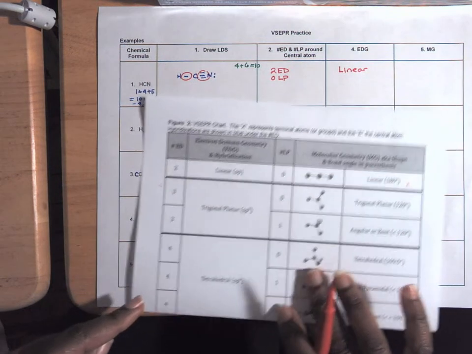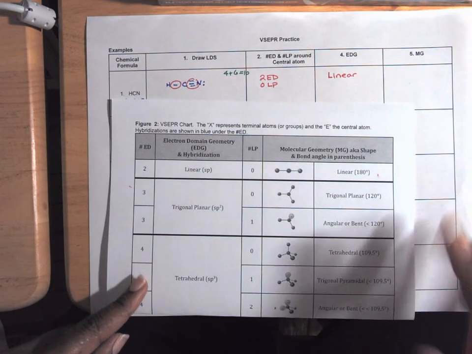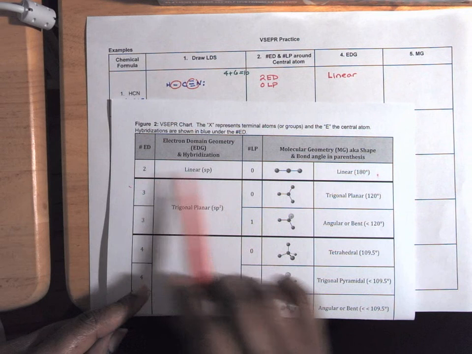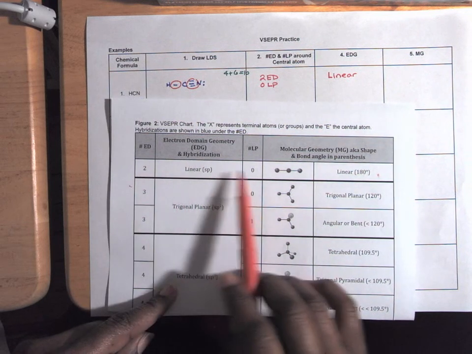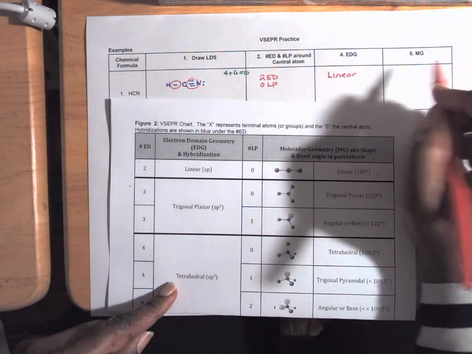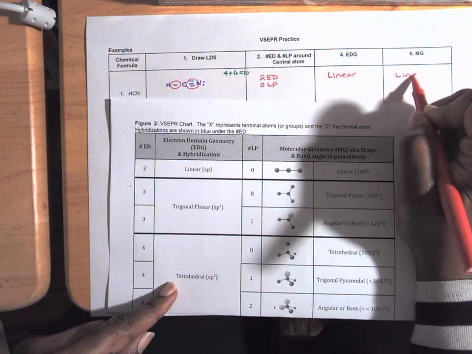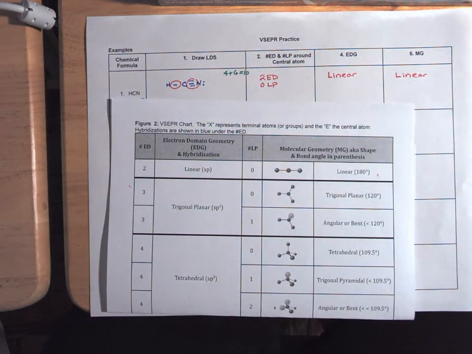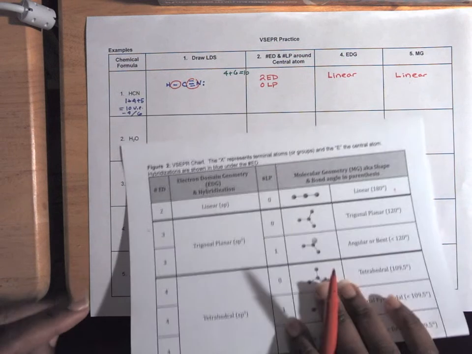All right, now for the molecular geometry, that depends on the electron domains and lone pairs. So if you have 2 electron domains and 0 lone pairs, the molecular geometry is linear. Okay, let's do our next example.